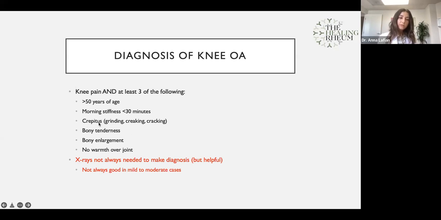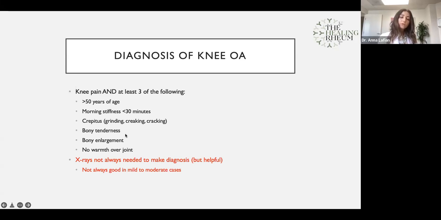Crepitus. So crepitus, what does that mean? That grinding, creaking, cracking sensation, especially when we first get out of bed and start walking, or even when we're in a seated position and we extend our knee out, and you feel that crepitus, that grindy sensation. A lot of patients will also complain to me that they feel that when they're going up and down the stairs.